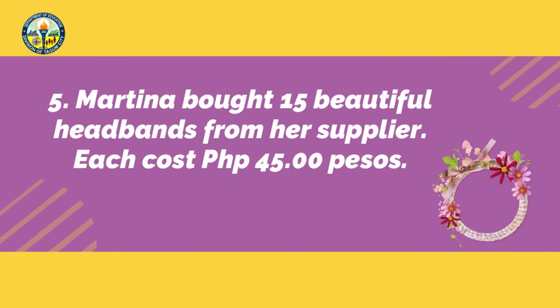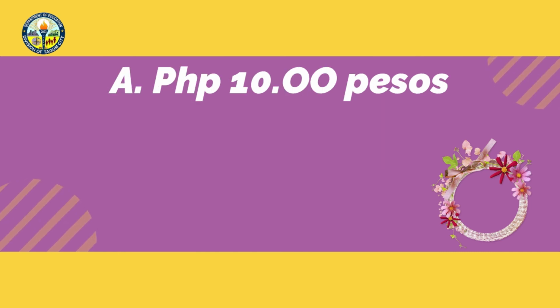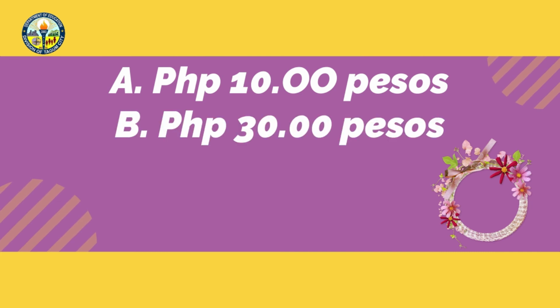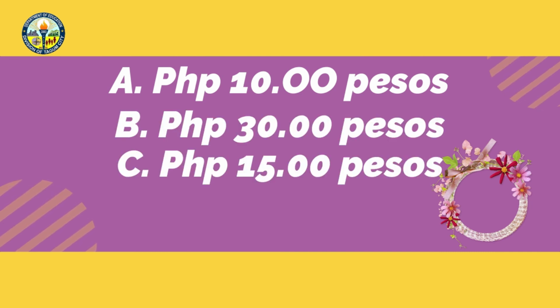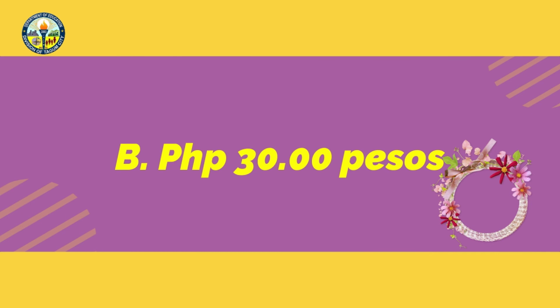Number 5. Martina bought 15 beautiful headbands from her supplier. Each cost 45 pesos. She plans to sell it for 75 pesos each. How much do you think will she get as profit for each headband? Letter A, 10 pesos. Letter B, 30 pesos. Letter C, 15 pesos. Letter D, 20 pesos. The correct answer is letter B, 30 pesos.